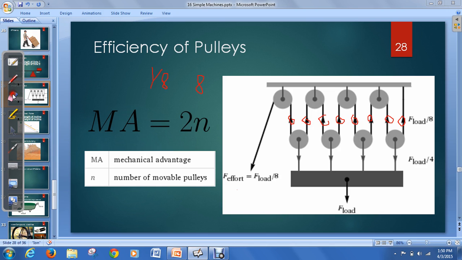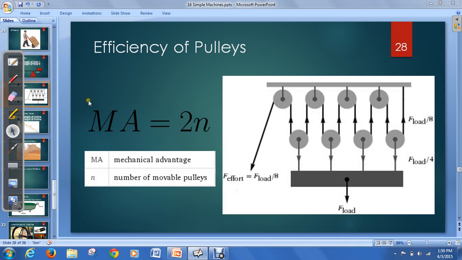Okay, so again, it doesn't matter how many fixed pulleys you have. You could have 100 fixed pulleys. It's not going to do anything. Okay, it's just going to change the direction. How many movable pulleys you have, though, that's what's going to help you lift something up. Okay. So mechanical advantage equal to 2 times the number of movable pulleys.